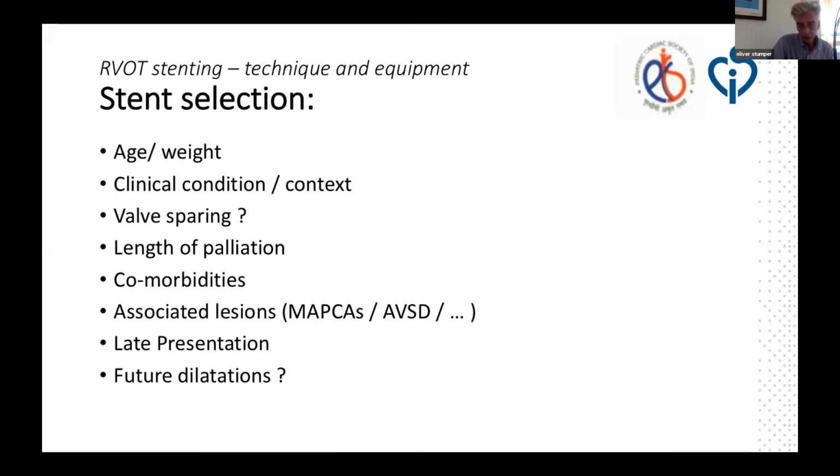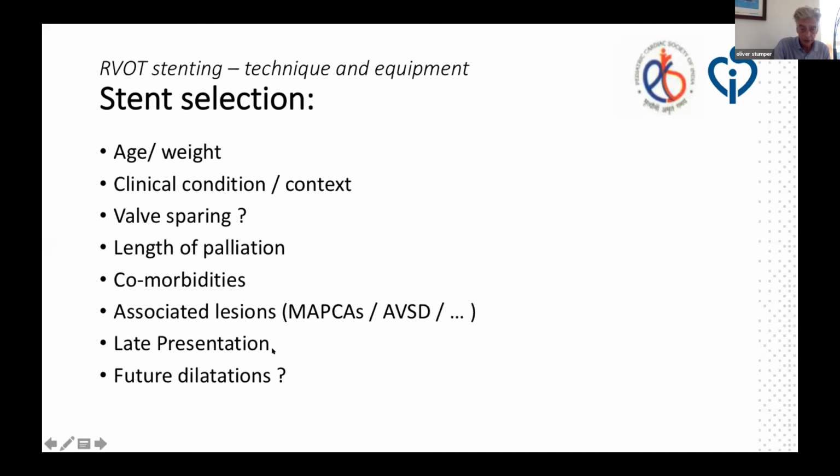You have to consider the length of palliation required, and that also will depend as to whether there are comorbidities, whether there are associated lesions, MAPCAs, AVSD, double outlet right ventricle, and so on, where we want to buy longer palliation.